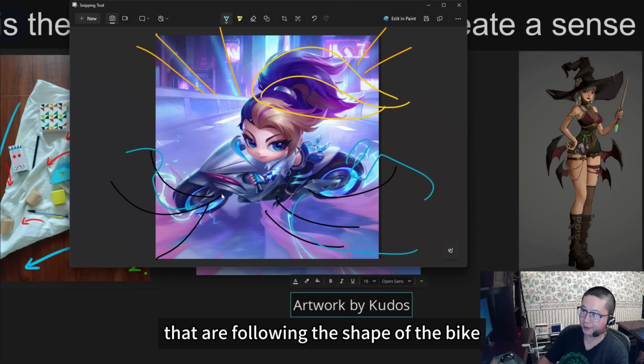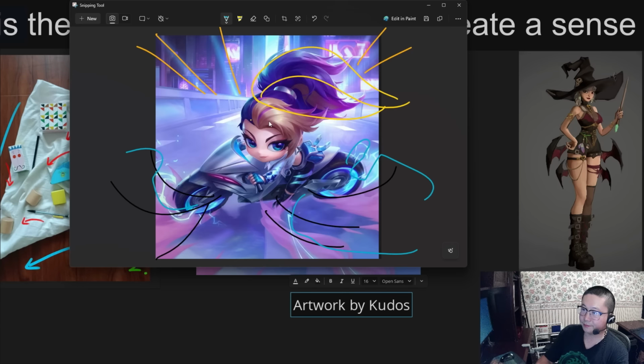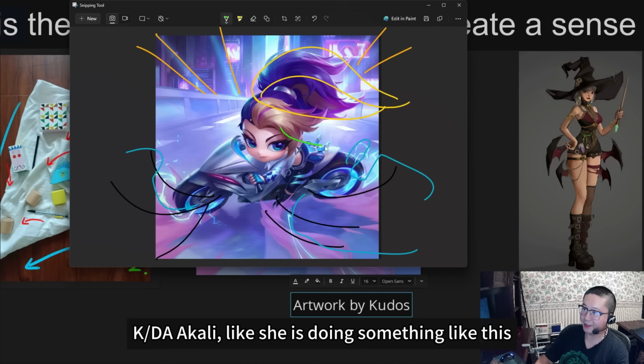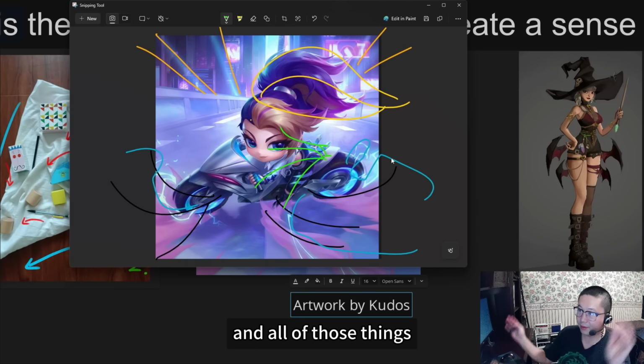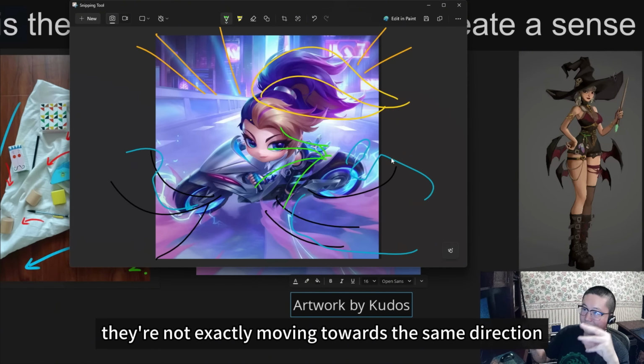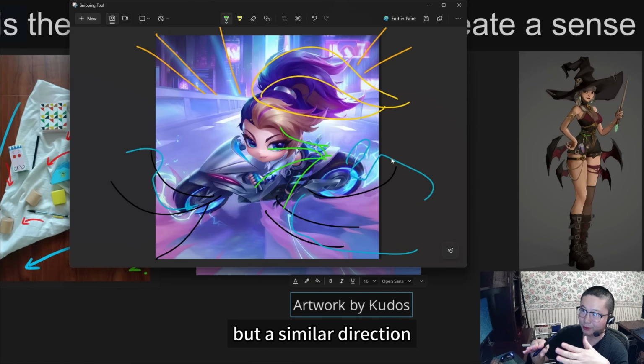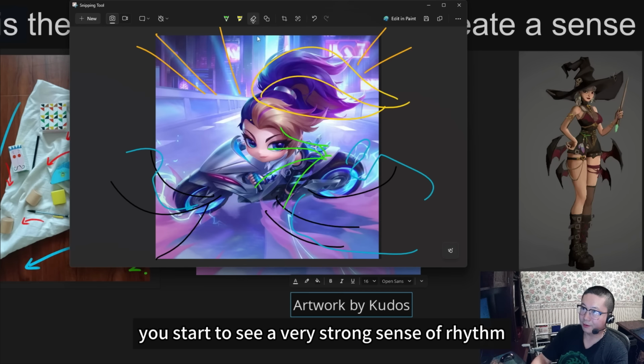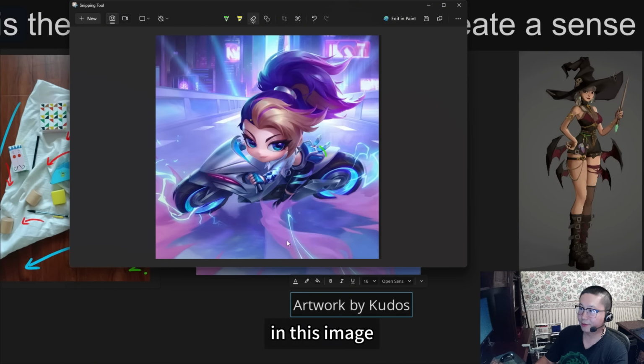And of course, we have those electric energy that are following the shape of the bike. And even her gesture, if you look at the gesture of Akali, she is doing something like this. And all of those things, they're not exactly moving towards the same direction, but a similar direction. And when they all play together, you start to see a very strong sense of rhythm in this image. And that's how it works.